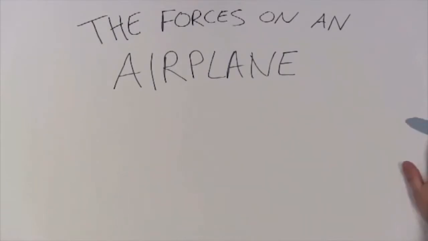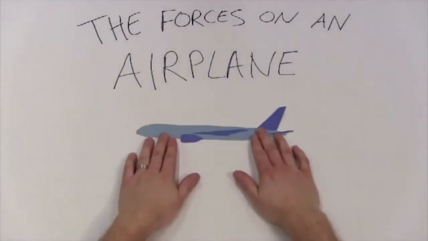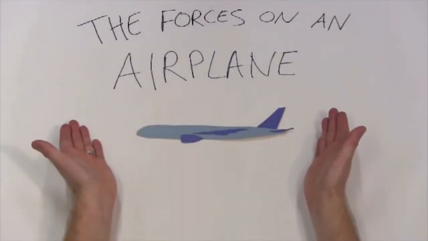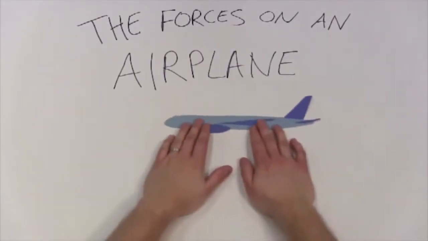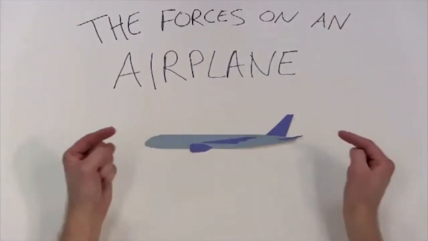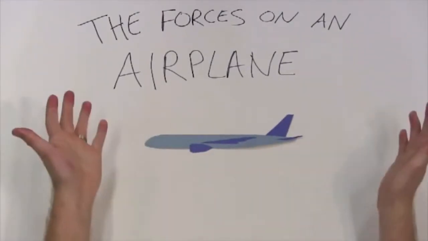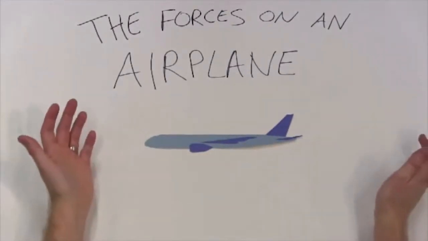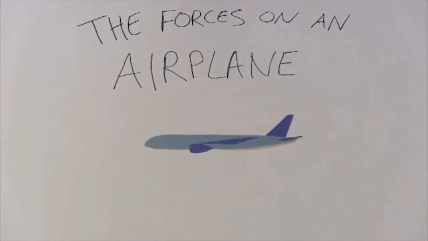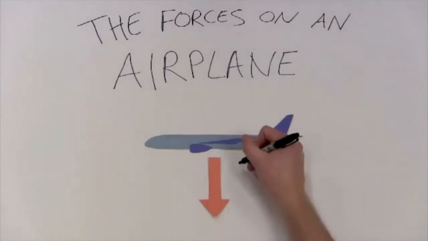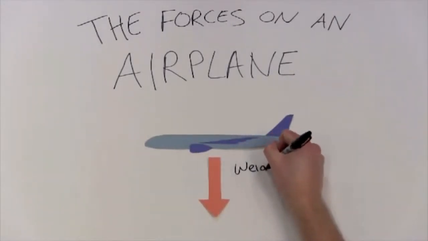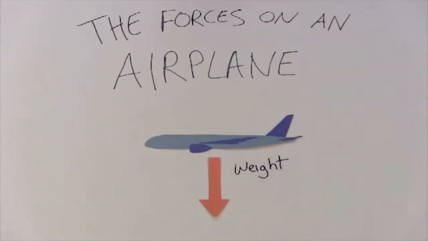So to discuss how an airplane flies, we first have to talk about the forces on an airplane, which push it around in all sorts of different directions. Now, we're going to focus on airplanes today because they're awesome, but most of these forces apply to any other vehicle. The first force acts on all of these vehicles. Really, it acts on everything. It's the weight force, which points down towards the center of Earth.